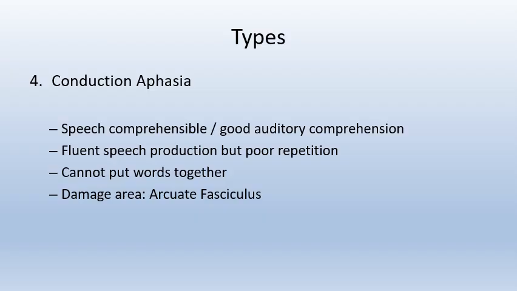Next we have the conduction aphasia. Here speech is comprehensible because the Wernicke's area is alright, therefore one can understand speech. Auditory comprehension is there. The speech production, word production is alright because Broca's area is alright. Fluent speech production is there, but because there is damage to the arcuate fasciculus, poor repetition of words is there. The person cannot put words together, finds it a little difficult. Damage is in the arcuate fasciculus.